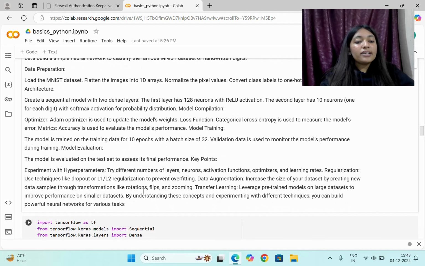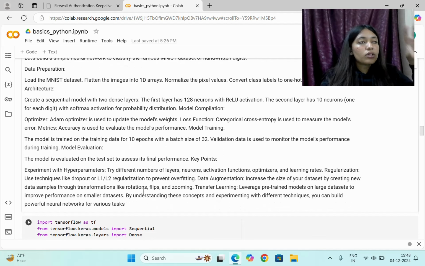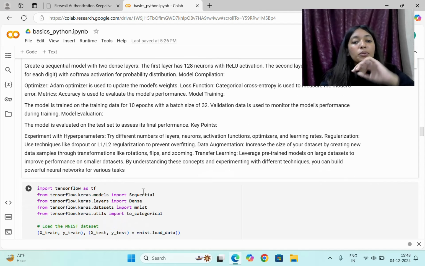Model architecture: secondly, we have to create the sequential model with two dense layers. The first layer has 128 neurons with ReLU activation, and the second layer has 10 neurons with softmax activation for probability distribution.